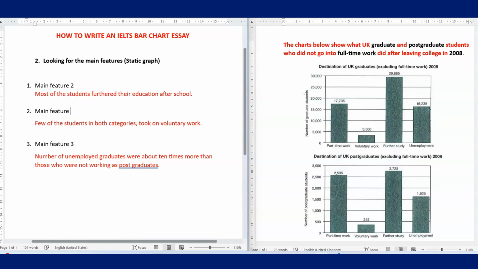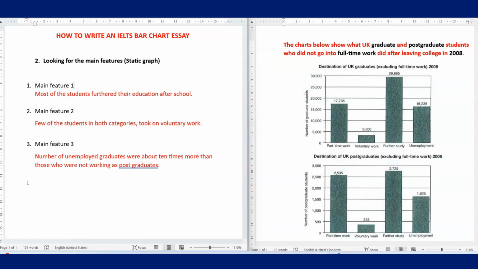So the first one will be most of the students. We just saw that most of the students furthered their education after work, and a few of them actually took on voluntary work. So in both categories, most of the students furthered their education, while a few of them actually took on voluntary work. And we also saw that the number of unemployed graduates was about 10 times more than those who were not working as postgraduates. Okay, so we just have those two down.